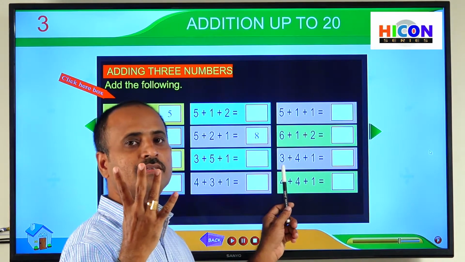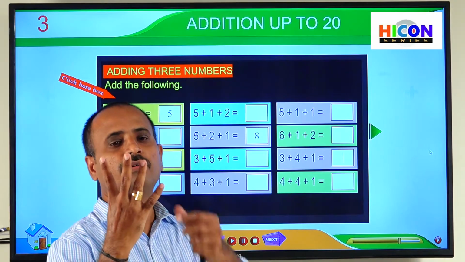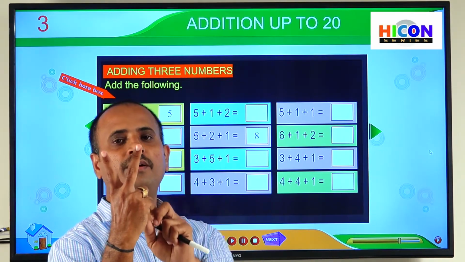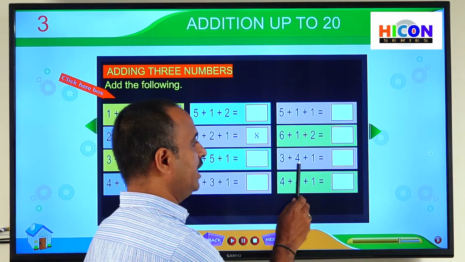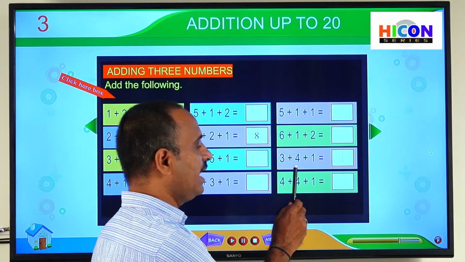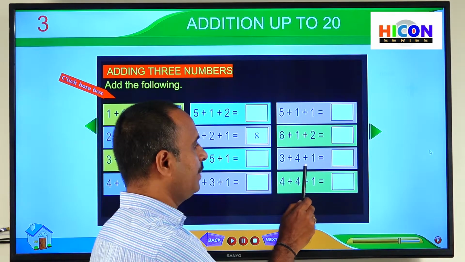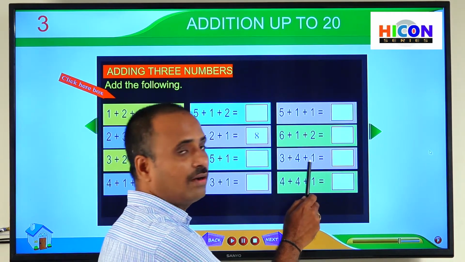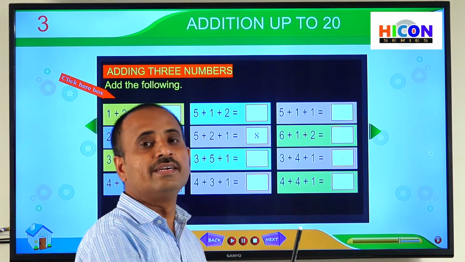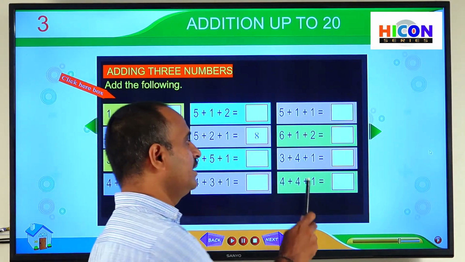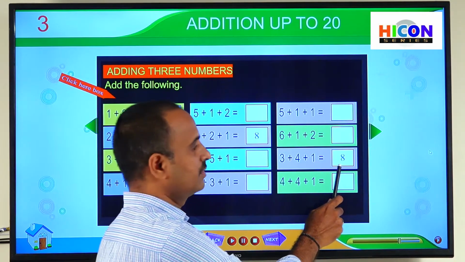So the first number is 3. After 3 you will get 4. So start counting from 4. So 4, 5, 6, 7. So the sum of 3 and 4 is 7 and now add 7 to the third number 1. So here the addition becomes 7 plus 1. So according to addition facts, if you add 1 to any number, we will get its next number. So what is the next number to the 7? 8. So write 8 in this box. So the sum is 8.